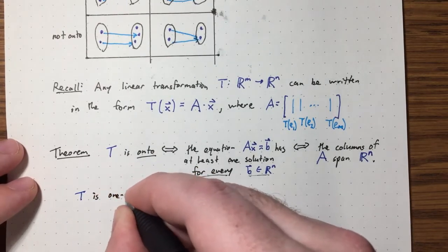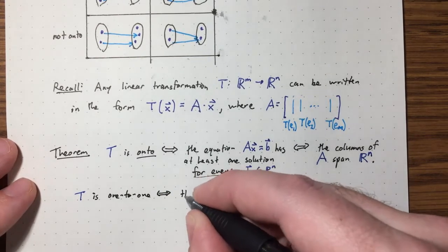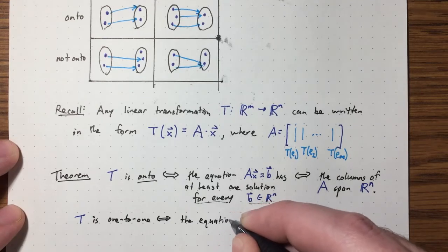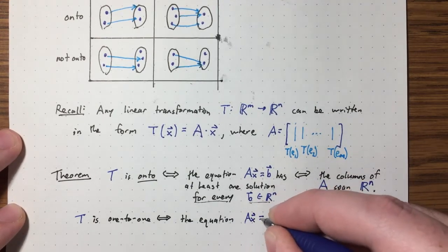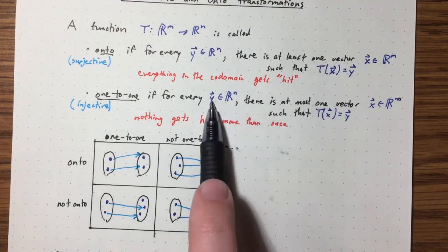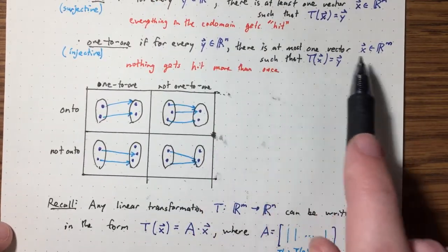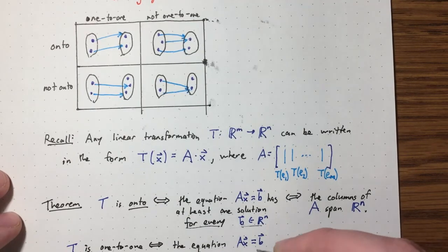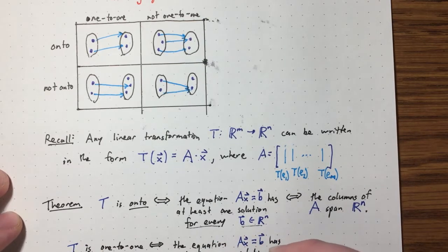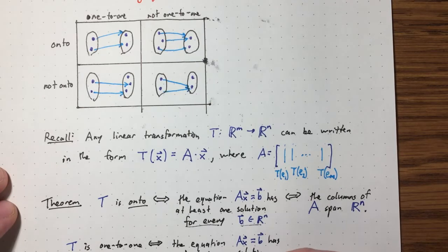So T is one-to-one. How can we tell if a transformation is one-to-one? So what does one-to-one mean? Well, if we phrase it in terms of this equation, Ax equals b. Okay, so I'm going to take my transformation. It's one-to-one if for every y in Rn, so that's like our b here, we can get there in at most one way, right? So this equation, Ax equals b, has at most one solution. And again, this should sound familiar. What is this property that I'm writing down? This equation has at most one solution for every b in Rn.